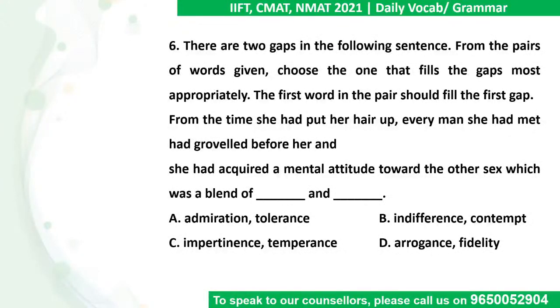Okay, I'm reading the question wrong. It starts from here. From the time she had put her hair up, every man she had met had groveled before her, and she had acquired a mental attitude toward the other sex, which was a blend of dash and dash. A, admiration and tolerance. B, indifference and contempt. C, impertinence and temperance. And D, arrogance and fidelity. This is a difficult question, I must say that.